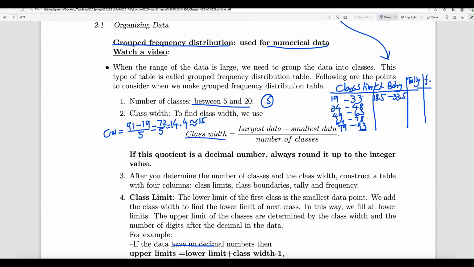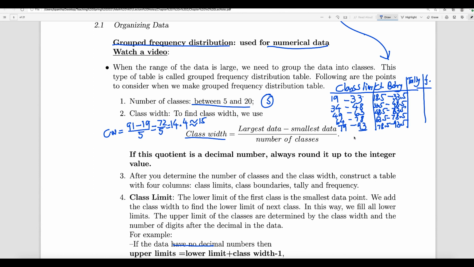So what do you get? If you subtract 0.5 from here, you will get 33.5 through 48.5. Okay. Similarly, subtract 0.5 from here, so you will get 48.5 through 63.5. Another is 63.5 through 78.5. Okay, and then 78.5 through 93.5. So again, if the class limits do not have decimals, to find out the class boundary, always subtract 0.5 from the lower limits and always add 0.5 to the upper limits.